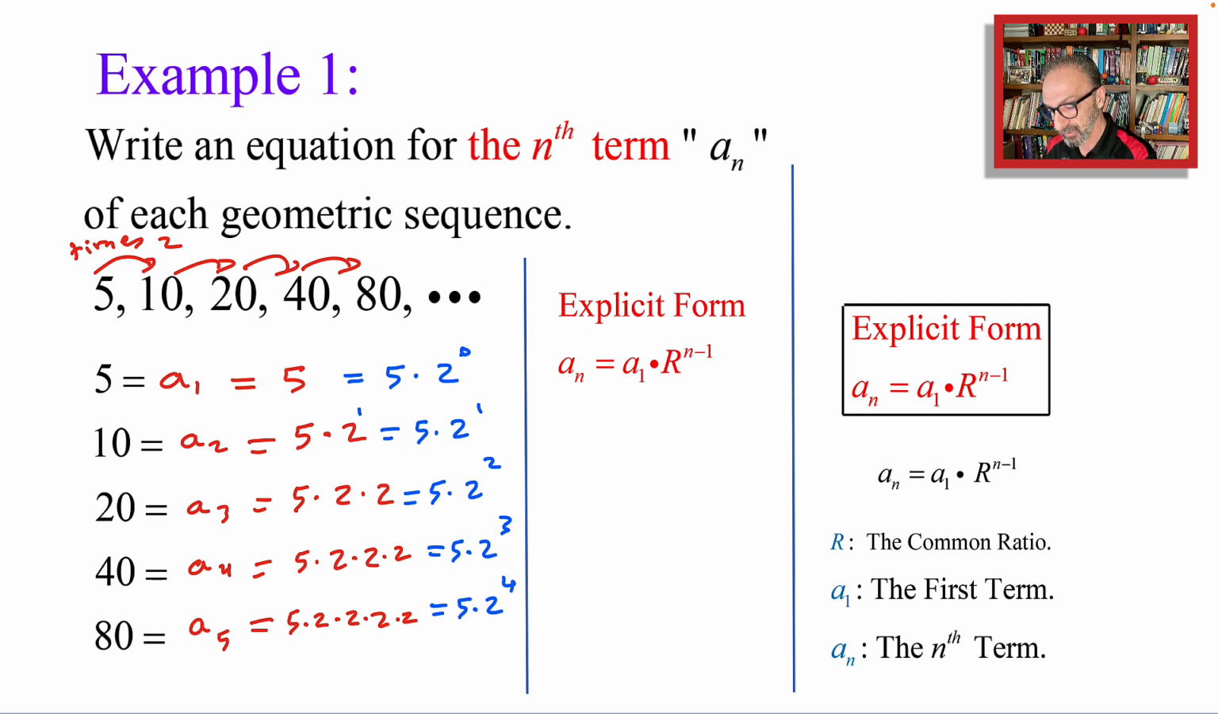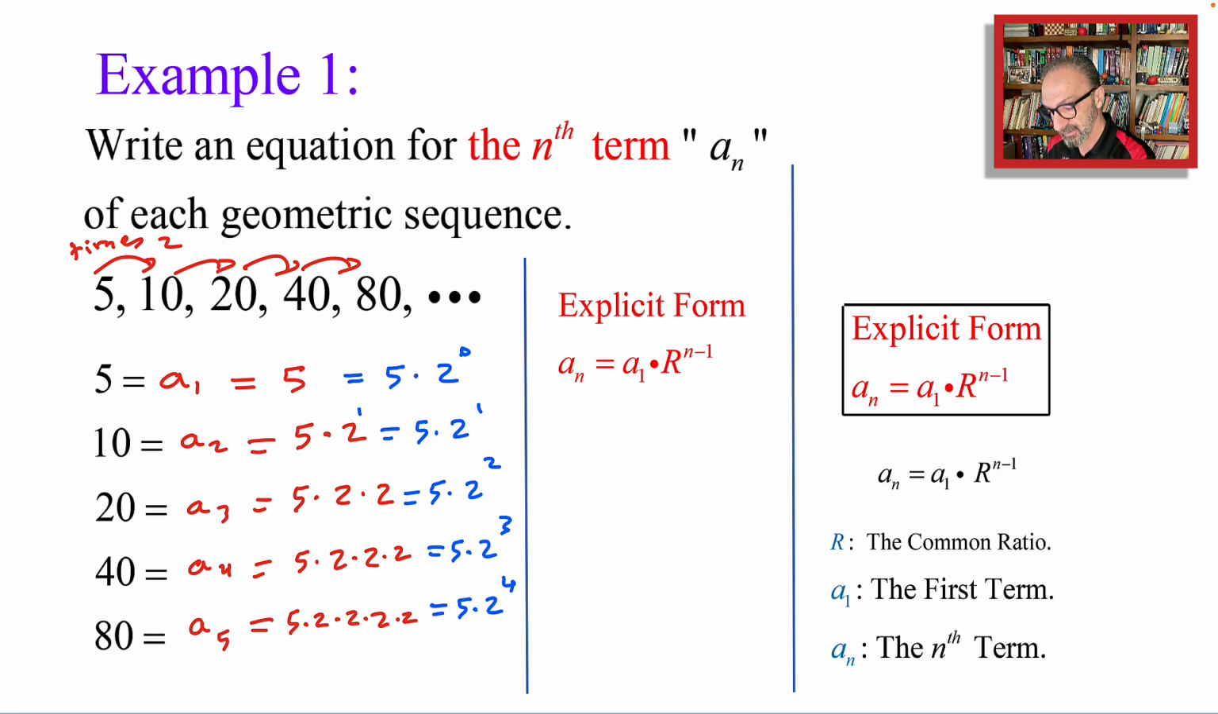Notice that if we're looking at a sub 5, this is 4, 1 less. For a sub 4, we have 3 here, which is 1 less. And for 3, we have 2 here, which is 1 less. So for a sub n, the exponent that goes on top of the common ratio is 1 less. N minus 1 means 1 less. And that is the explicit formula for the geometric sequence.